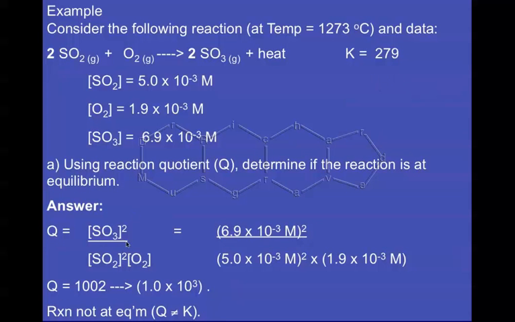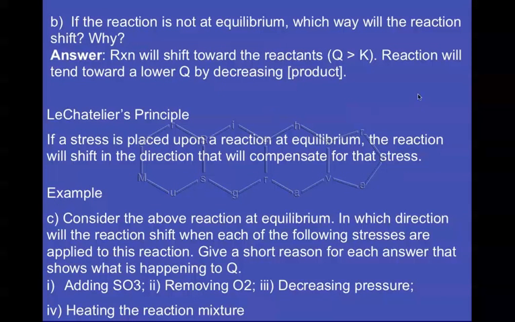In forming the reactants, the amount of product will also decrease, and that will also allow Q to become closer to K. So we'll be increasing reactants and decreasing products, and that'll bring Q closer to K. So the wording for that: the reaction will tend towards a lower Q by decreasing product, or if you'd like, by increasing reactant.